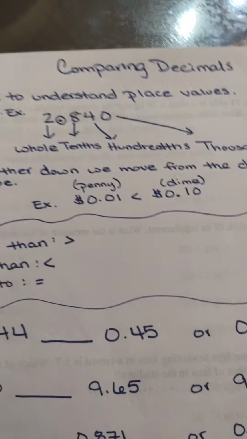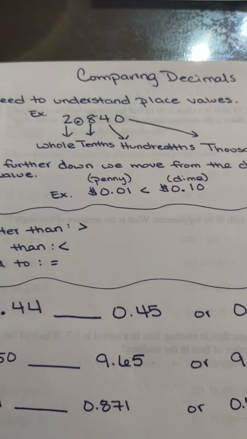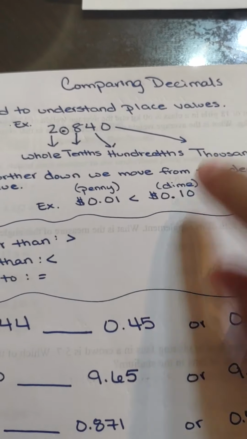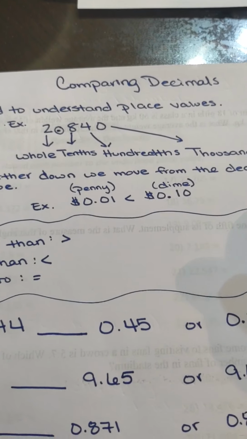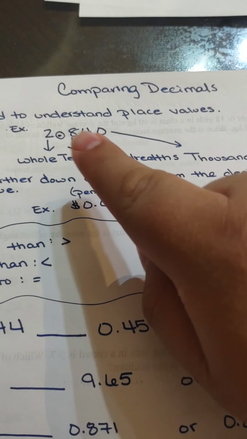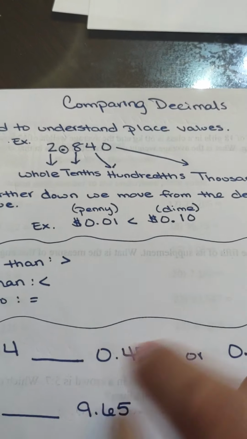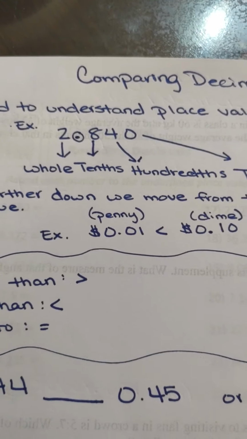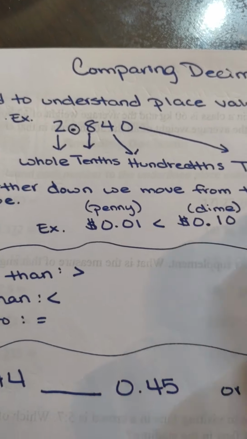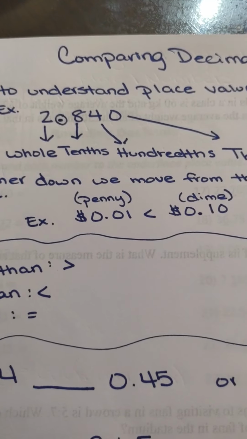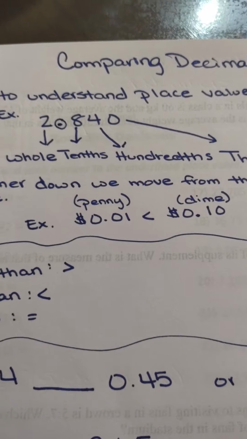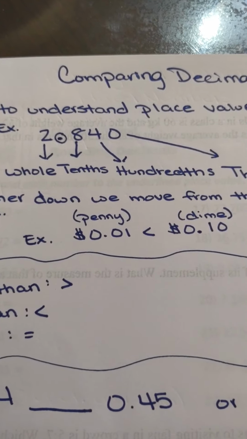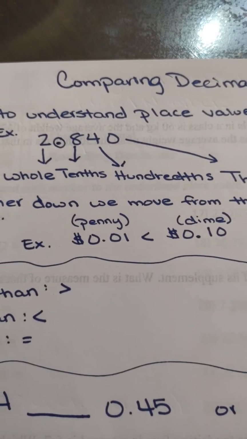Okay, this is section 1. And so we need to understand place values. Okay, so I put an example here. I chose 2.840. The 2, of course, anything that's on the left side of the decimal would be our whole numbers. So I put there whole. And so anything on the right side of our decimals, those are our smaller units. Those are less than a whole number. Right? Those are the little numbers that you find in between a number line.